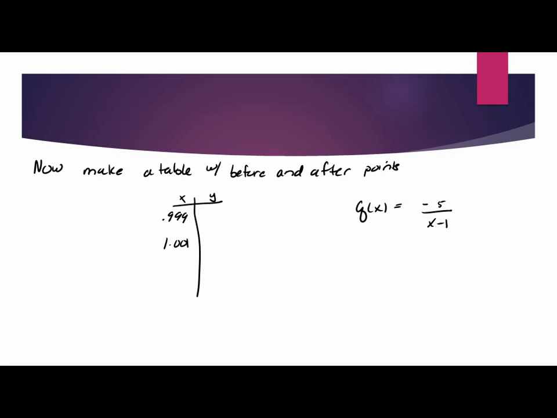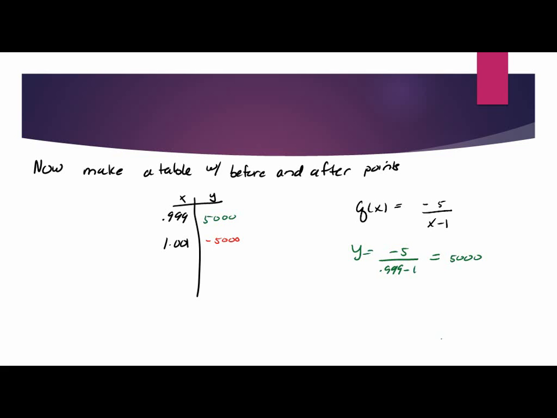Then you make the table with before and after points. The one I showed you Monday was more complicated because there were 3 roots in the denominator, and I had to go before and after each one. Here I only have 1, so I choose a little bit before and a little bit after, plug those values into y, and put them into the table. I didn't do the second point, which is 1.001. I just wanted you to see what I'm doing.